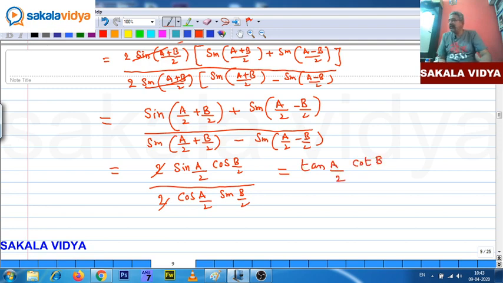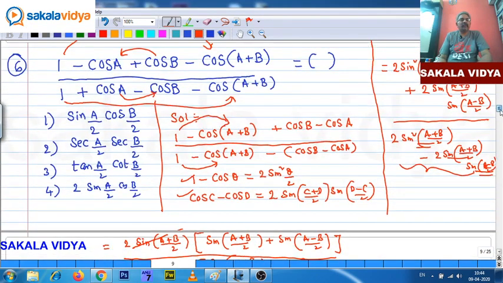Let us see what is the answer now we have. Tan A by 2 into cot B by 2 is the answer. So, let us check it now. Tan A by 2 into cot B by 2. So, third option is the right option.